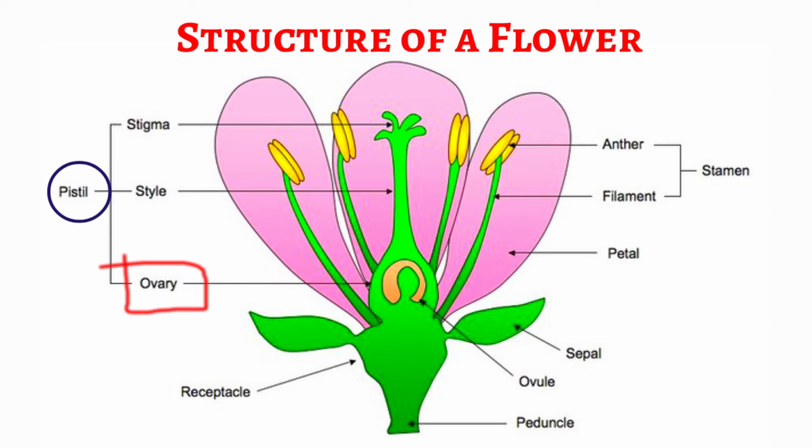See here in this figure, ovary is given. The narrow upper portion of the pistil is called the style. The sticky end at the top of the style is called stigma. See that anther-like structure at the top, little broader. Here you can see stigma is given. The ovary contains female sex cells called ovules.